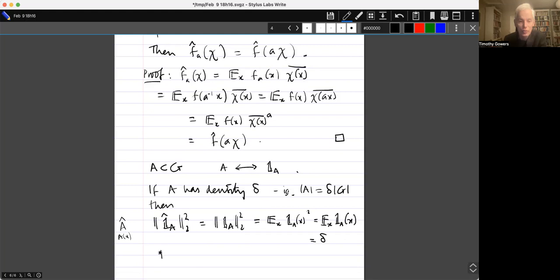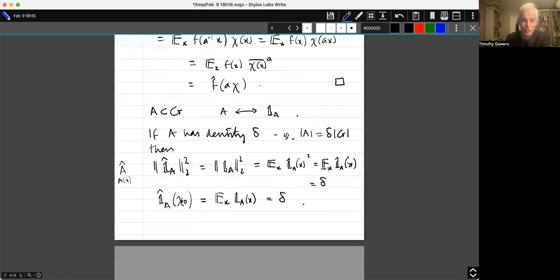But also notice that, so I'll carry on being careful, 1A hat of the trivial character, I'd better write it as the trivial character, equals the average over all x of 1A of x times the trivial character evaluated at x, which is just 1, so I don't have to write that down. So again, it equals delta. So we have another expression, a rather simpler one actually, it's just the Fourier coefficient at the trivial character. It gives you the density of the set A. And in general, if you've got a function, its Fourier coefficient at chi 0 is just the average value of that function.